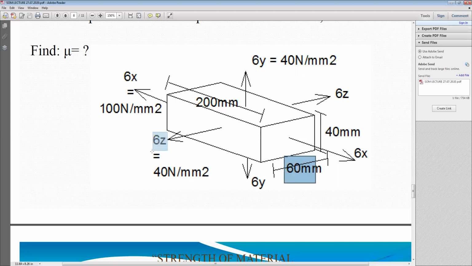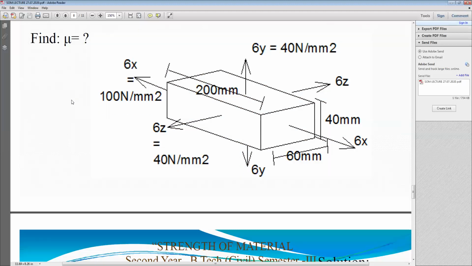Similarly, when sigma z is active, the body gets elongated, the length is reduced as well as the depth. Similarly, when sigma y is active in nature, 40 mm gets elongated, and 60 and 200 mm get reduced. With respect to the combination of the triaxial stress or force system, there is also one formula generated by scientists that we have to use to calculate that.